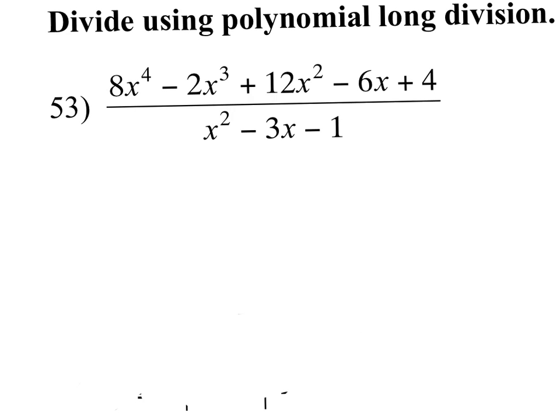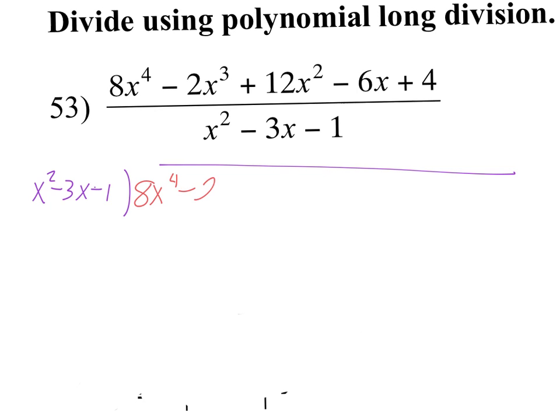And there are times that you can't use synthetic division, you've got to use long division. This is a particularly heinous example of one, and that's okay. We're not going to shy away from those. We're going to write this as x squared minus 3x minus 1 out front. It's our divisor, and on the inside, the dividend, it's going to be 8x to the fourth minus 2x to the third plus 12x squared minus 6x plus 4.